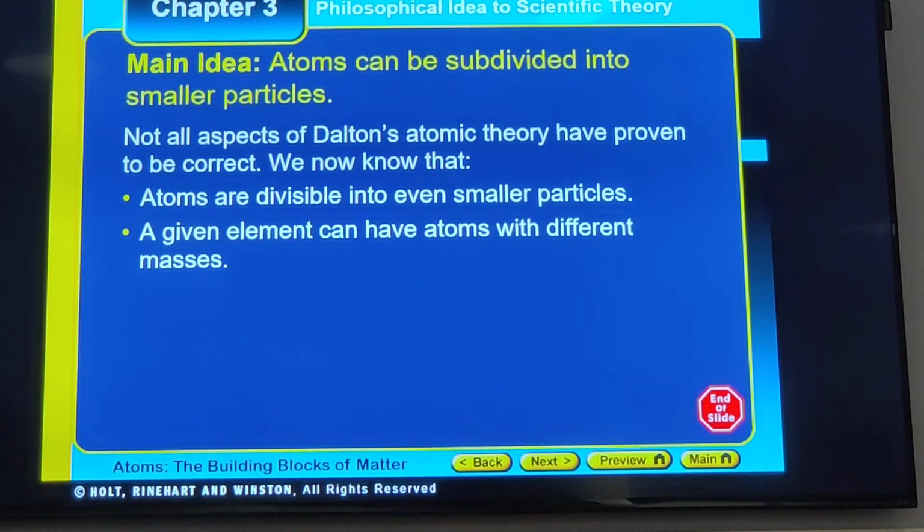Okay, atoms of a given element can have different masses. Does anybody remember from physical science what could possibly make an atom of an element have a different mass than another atom of that same element? What was the part that could be different? Doesn't it have to do with isotopes? Yeah. They're called isotopes. How can we have more than one isotope of an element? What's the part that's different?